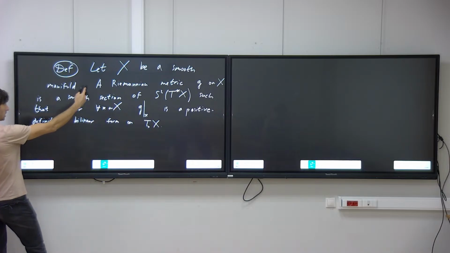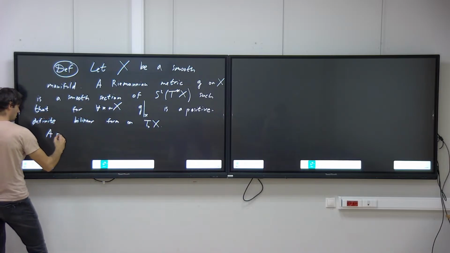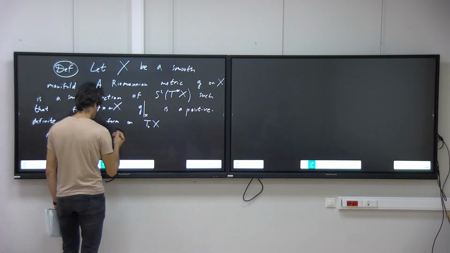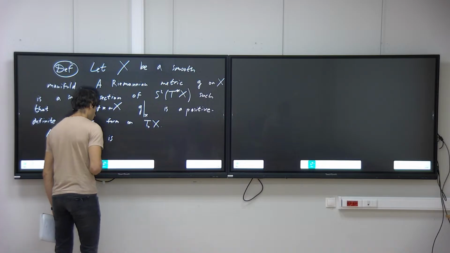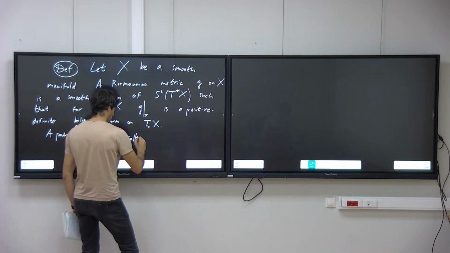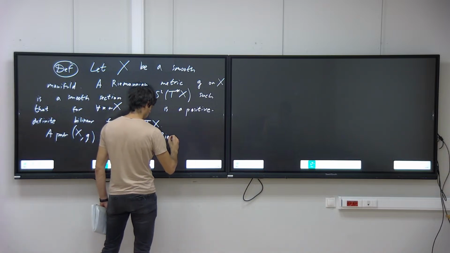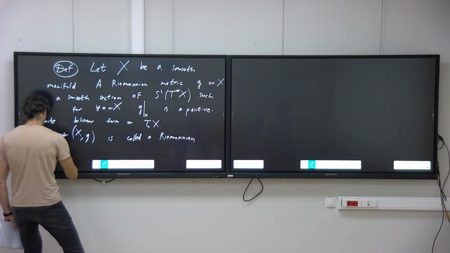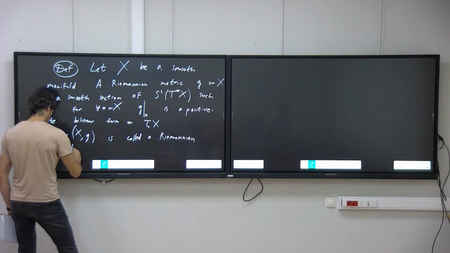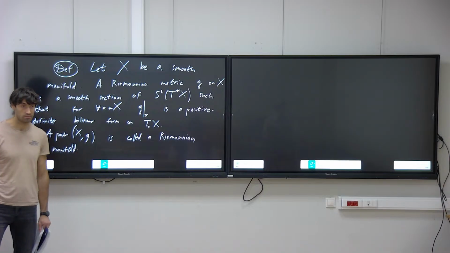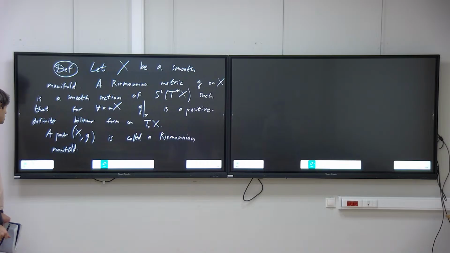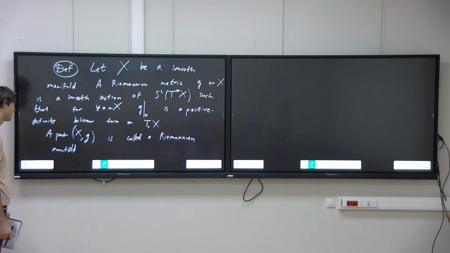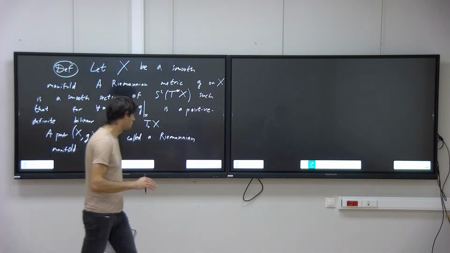And then if I have X and I have such a G, then the pair X and G is called a Riemannian manifold. So we introduced a new structure, which is G, this symmetric tensor, which gives me at each point a positive definite form on my tangent space.